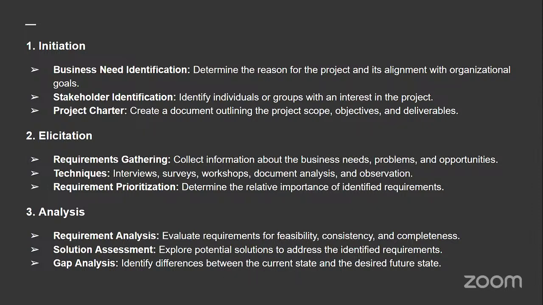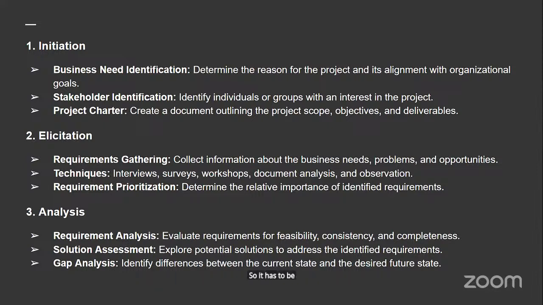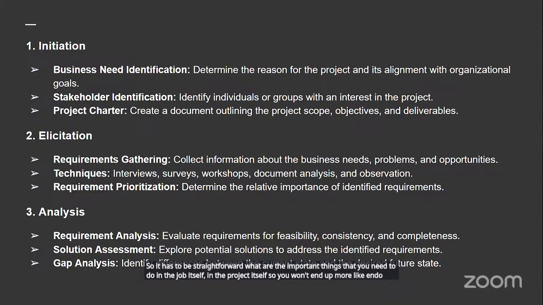Also, we have requirement prioritization under elicitation. What it actually means is that when you have gathered your documents, you need to prioritize what you actually want to do. It has to be straightforward. What are the important things that you need to do in the project itself, so you won't end up wasting your own time. So you have to make sure that your duties are well prioritized. That's what we mean by requirement prioritization. Are you with me?